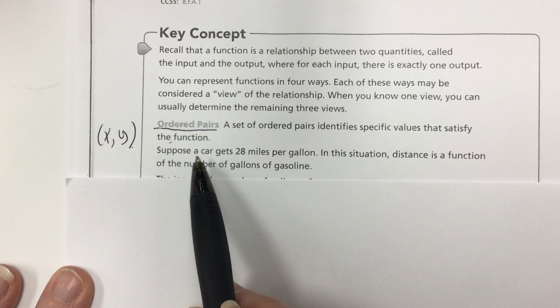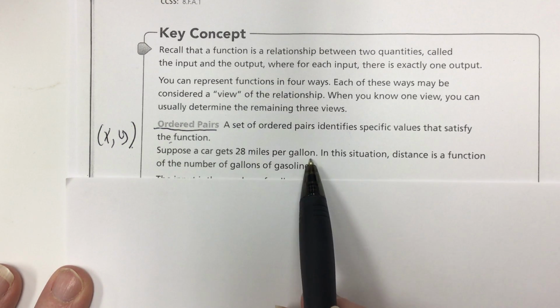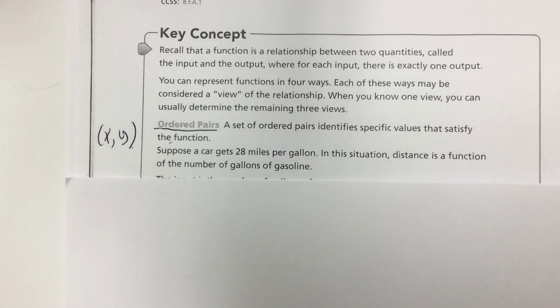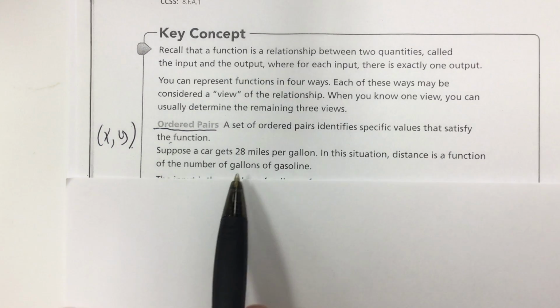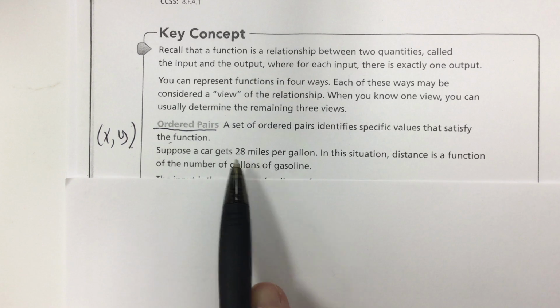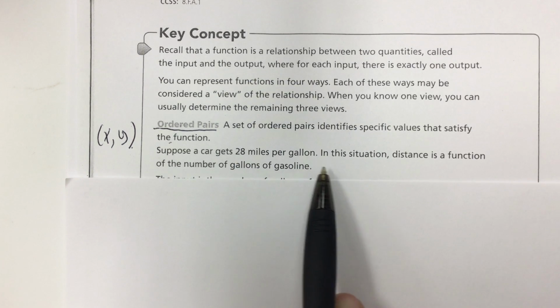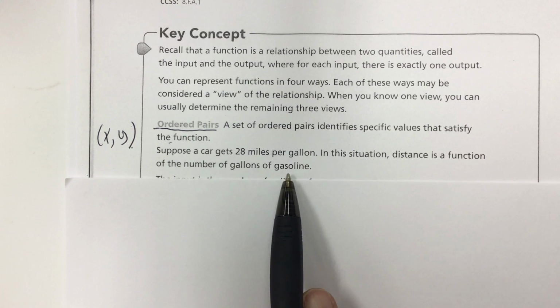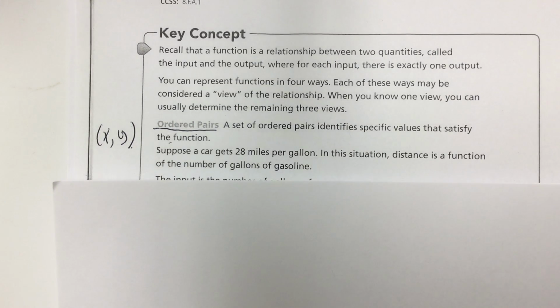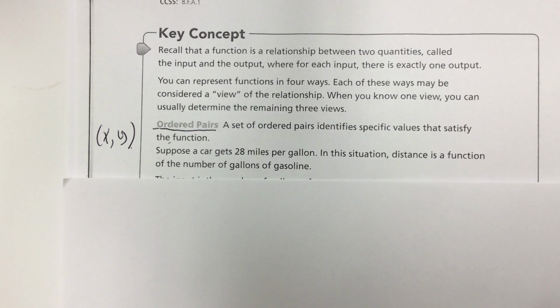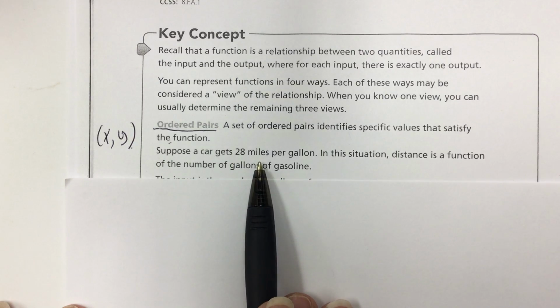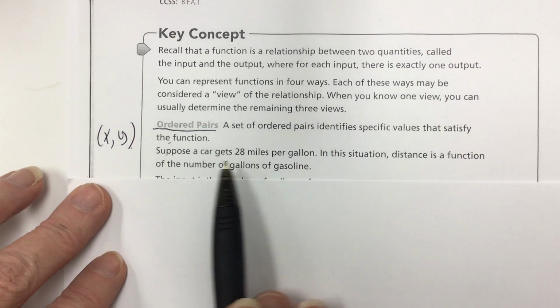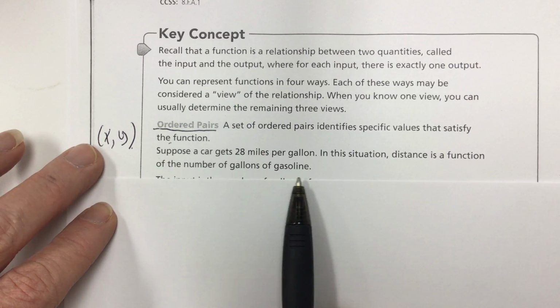So let's look at our problem. Suppose a car gets 28 miles per gallon. In other words, that's for 1 gallon. If you put 1 gallon of gas in this car, you can travel 28 miles. That's what 28 miles per gallon means. In this situation, distance is a function of the number of gallons of gasoline. So if we put 1 gallon of gasoline in this car, we will travel a distance of 28 miles before we run out of gas. That's what this sentence means to us, okay?